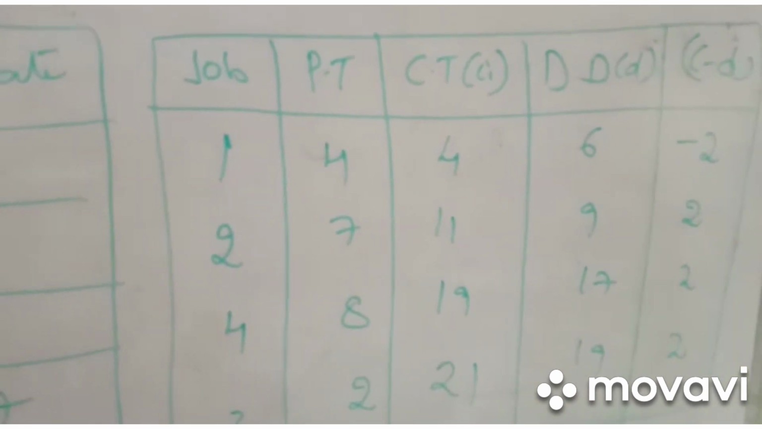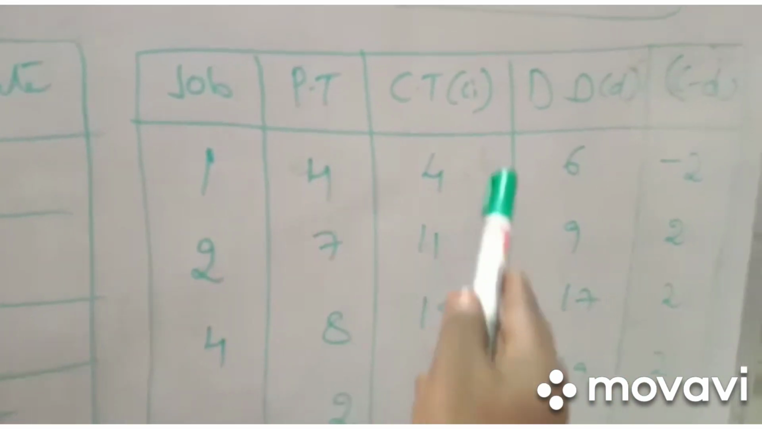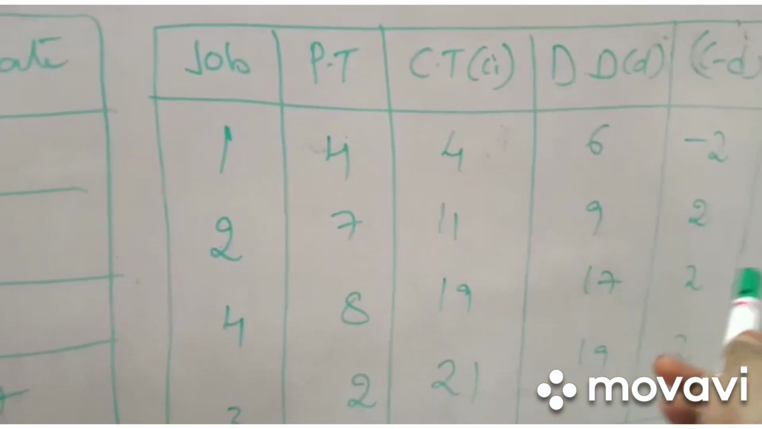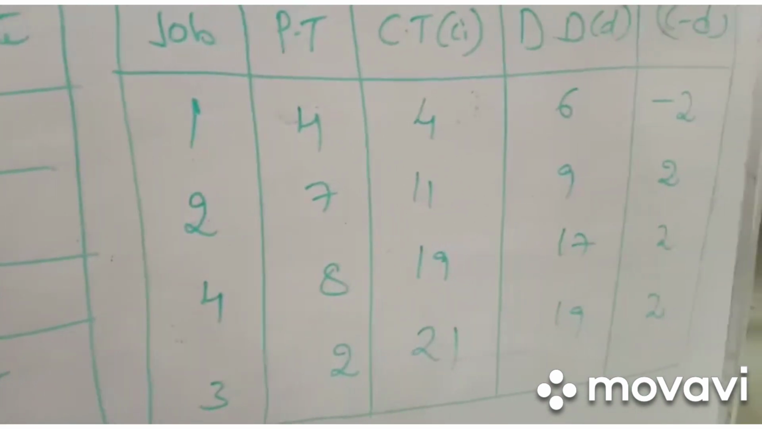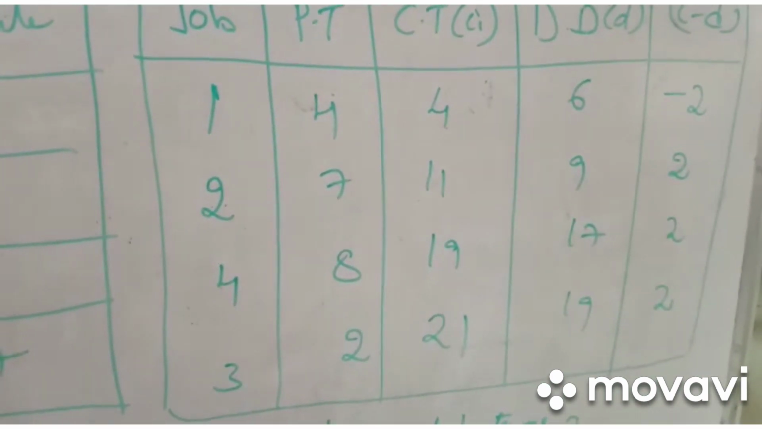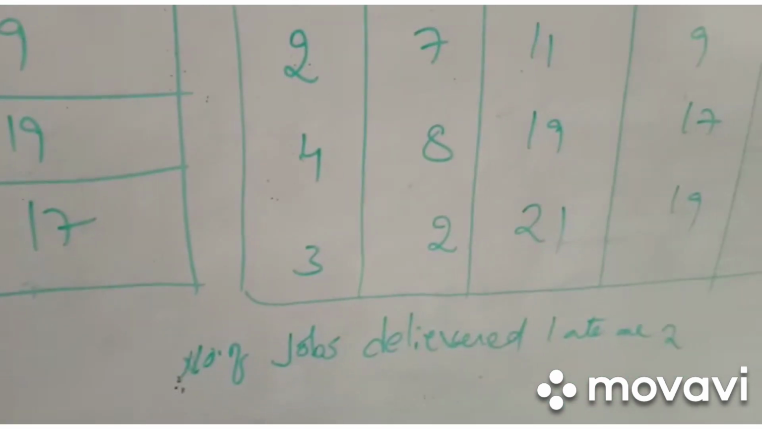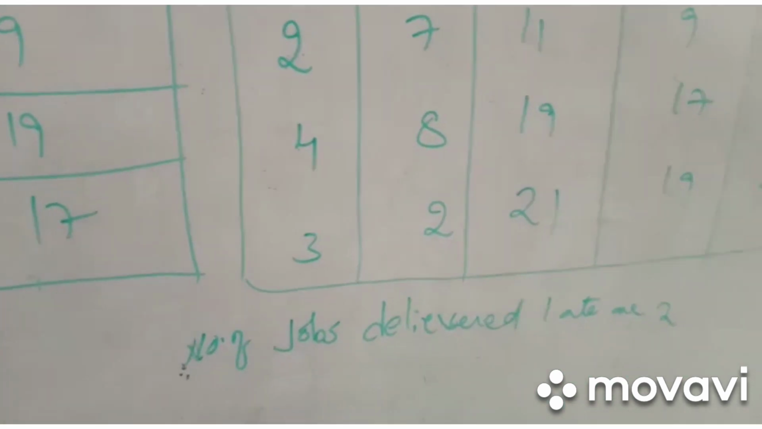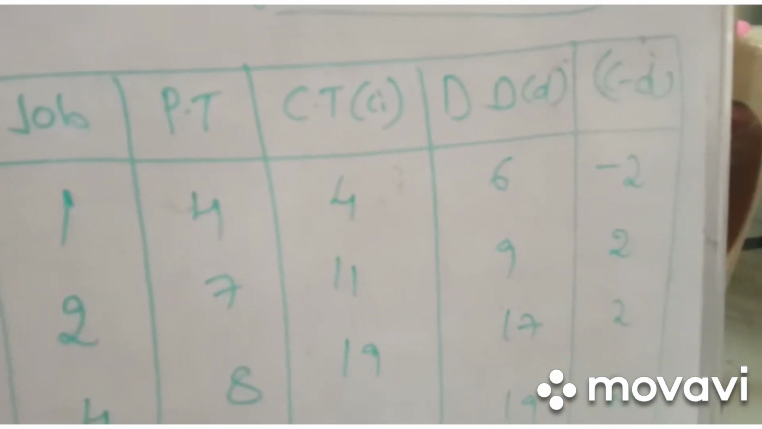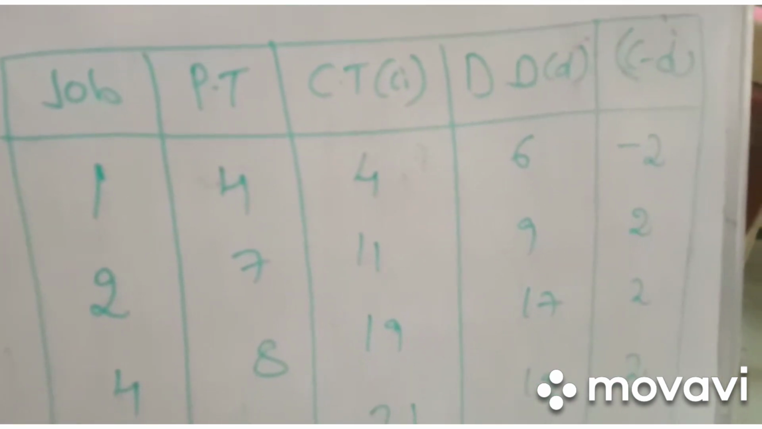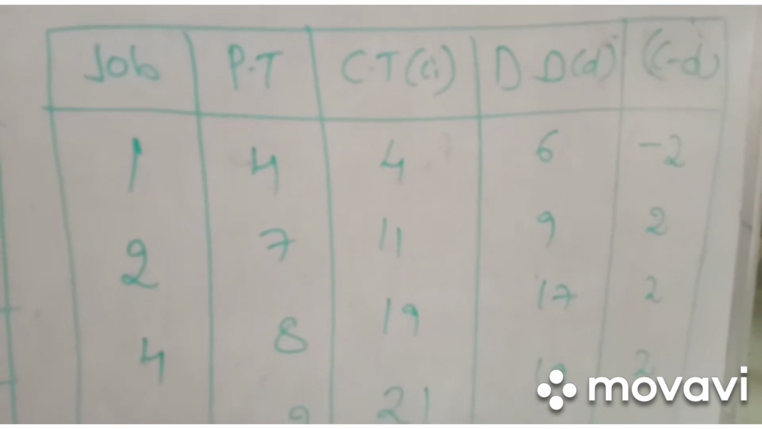Now the lateness, the earliest due date relation, is C minus D. So 4 minus 6 is minus 2, 11 minus 9 is 2, 19 minus 17 is 2, 21 minus 19 is 2. In this case the problem asks for the number of jobs delivered late. Late means a positive value. Only the number 2 appears, so 2 is the value you are supposed to get, right?